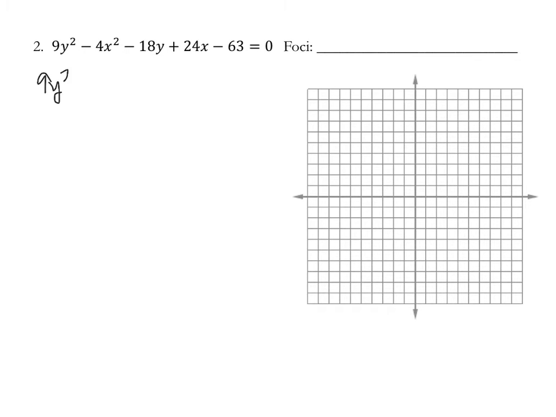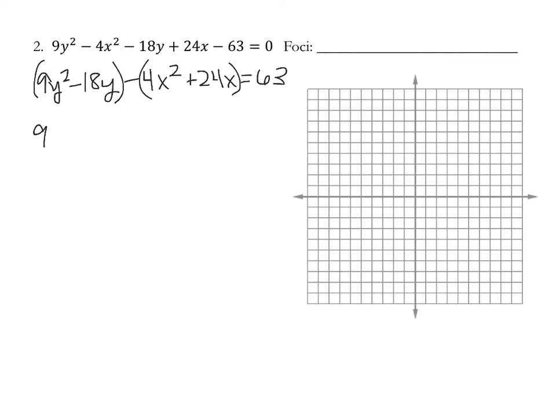We're going to put the 9y squared. We want the positive one first. Don't ever try to put the negative one first, or it's not going to get set up the right way. And then we're going to put the x's together next. And then we'll go ahead and kick that 63 to the other side. And then we're going to group these together.